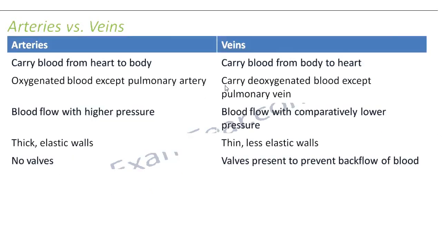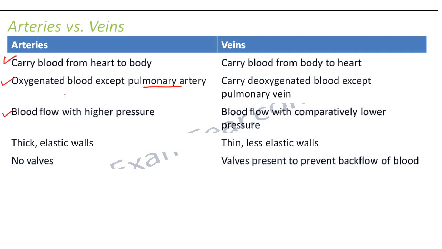Let us now quickly differentiate between the arteries and veins. Both of them are blood vessels, but when we talk of arteries, they carry blood from heart to the body, whereas for veins, they carry it just the opposite, from different parts of the body to the heart. Arteries carry oxygenated blood except one artery, which is pulmonary artery, which carries deoxygenated blood. All veins carry deoxygenated blood except one, that is pulmonary vein. In arteries, blood flows with higher pressure. Why? Because arteries carry blood from heart to different parts of the body, and heart is the pump. So it is actually carrying blood from the pump.